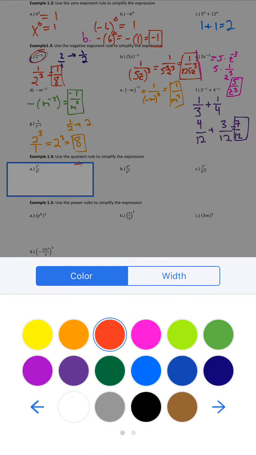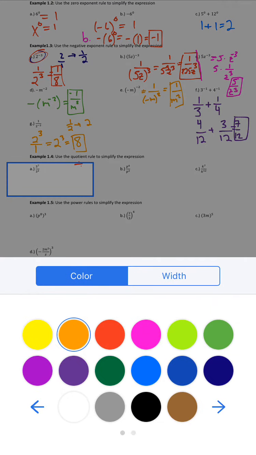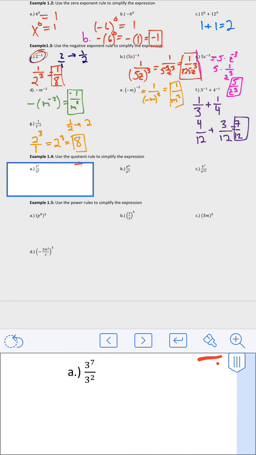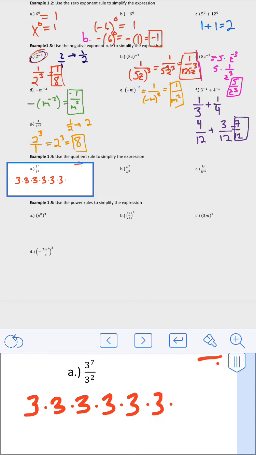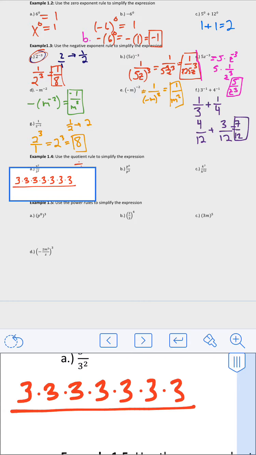So here I've got 3 to the 7th over 3 squared, right? That's what I've got. But let's remind ourselves, what does 3 to the 7th actually mean? Well, that means 3 times itself 7 times. So there's 3 of them, 4, 5, 6, 7. And then that is over 3 times 3, right? That's what 3 squared means.